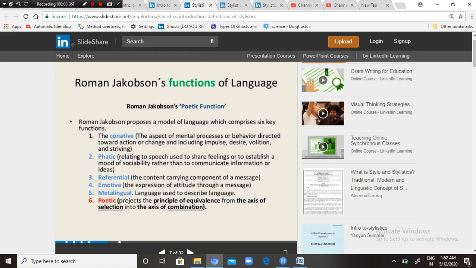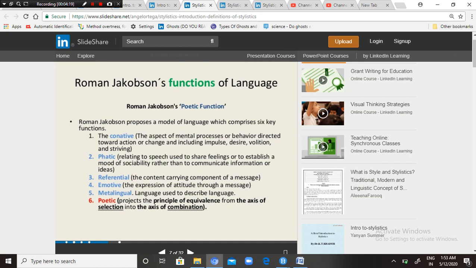Roman Jakobson's functions of language. Conative: an aspect of a mental process or behavior directed towards action or a change, including impulses, desires, volitions, and strivings. Phatic: relative to speech used to share feelings and establish the mood of social interaction rather than communicate information or ideas. Referential: the content-carrying component of a message.